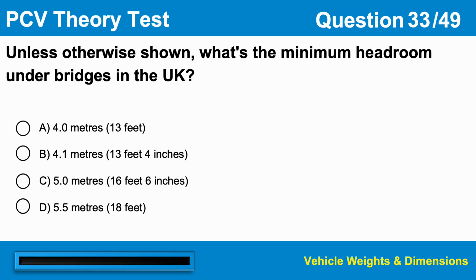Question 33. Unless otherwise shown, what's the minimum headroom under bridges in the UK? A. 4.0 metres, 13 feet. B. 4.1 metres, 13 feet 4 inches. C. 5.0 metres, 16 feet 6 inches. D. 5.5 metres, 18 feet.